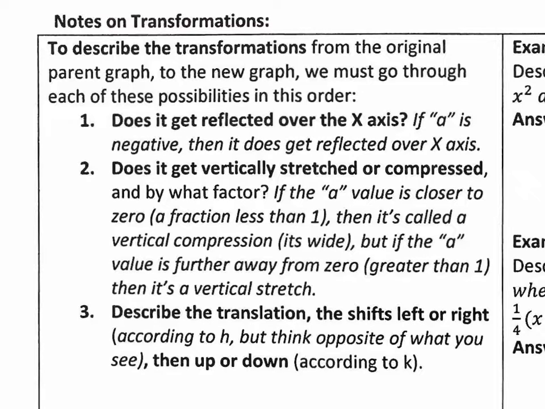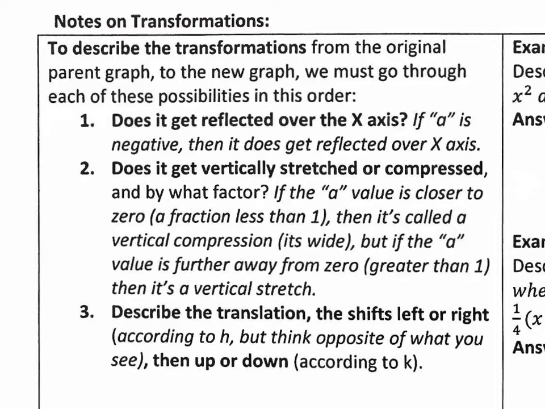So let's go to our notes here, and we want to describe transformations from the original parent graph to the graph or the function that they give us, all right? In order to describe transformations from the original parent graph to the new graph, we must go through each of these possibilities in this order. The very first thing to ask yourself is, does it get reflected over the x-axis? Obviously, if your a is negative, then it does get reflected over the x-axis. If your a is positive, you don't have to worry about stating anything being reflected because it's going to open up, right? And then you move on to this next part.